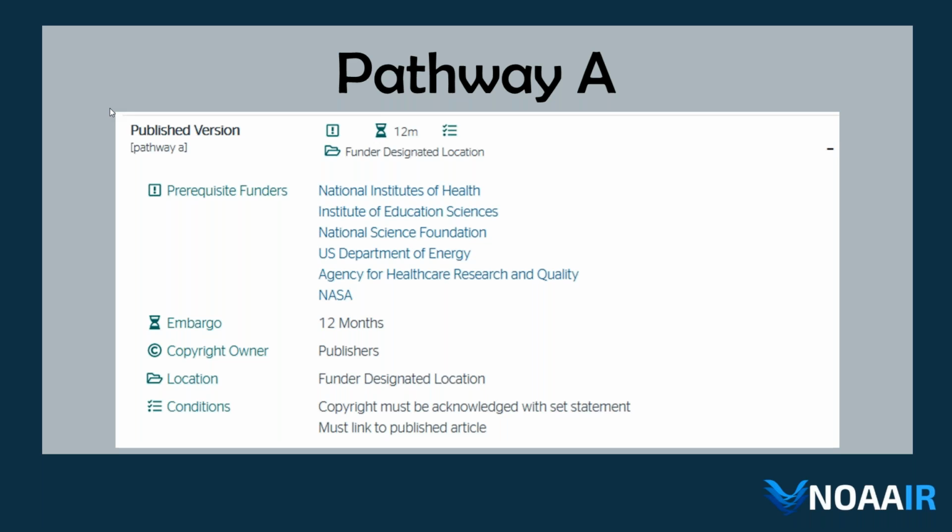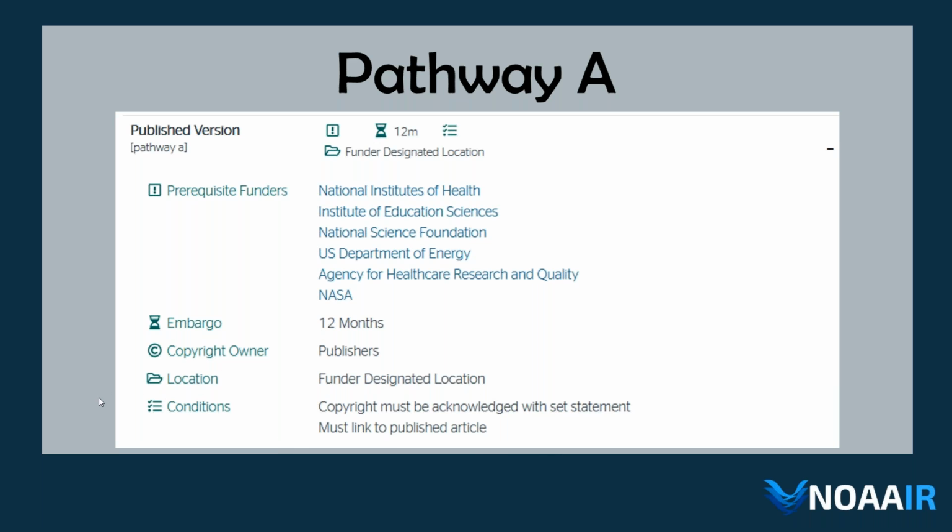After an embargo of 12 months, the copyright is still maintained by the publishers, but each of these prerequisite funders will be able to use the published version in the funder's designated location. Each one of them might have a different designated location. That's something you'd probably know if you were working with these funders, but for us in the repository, this pathway wouldn't be pertinent to what we're doing. So while you can see that information, it's not applicable to us.